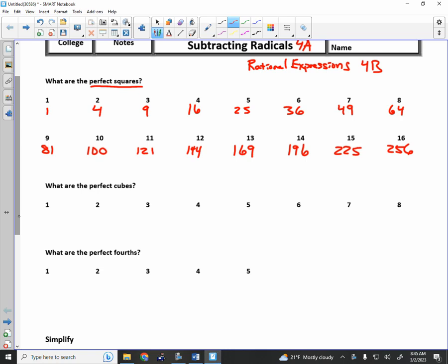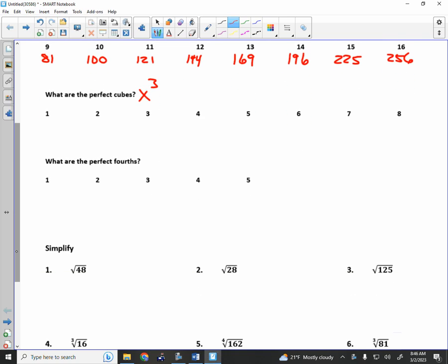Now, these are perfect squares, all right, x squared. We also want to talk about perfect cubes. Now, we just talked about factoring the sum and difference of cubes, but now instead of multiplying it twice, we multiply it 3 times. 1 times 1 times 1, 2 times 2 times 2, 8. 3 times 3 times 3, 27. 4 times 4 times 4, 64.